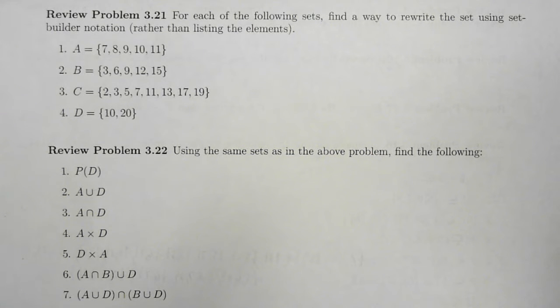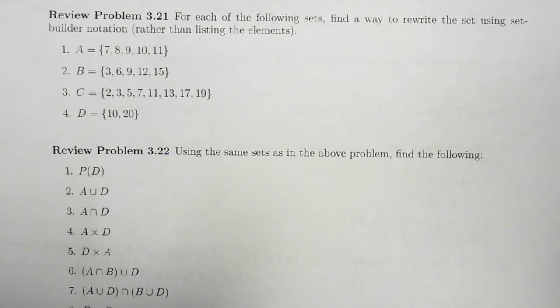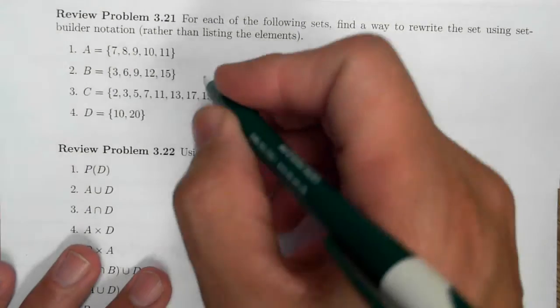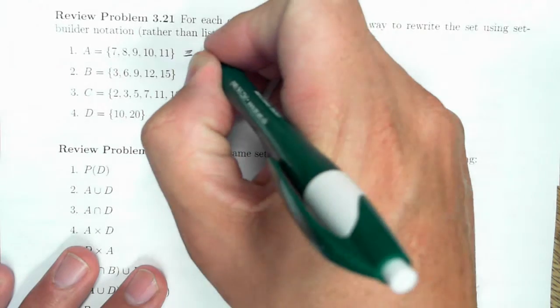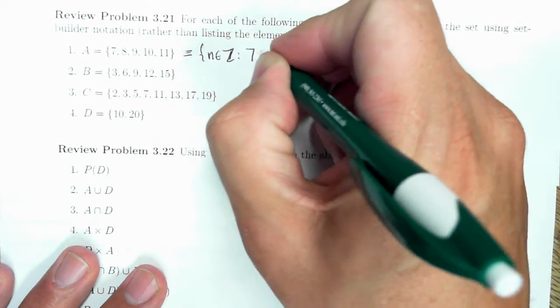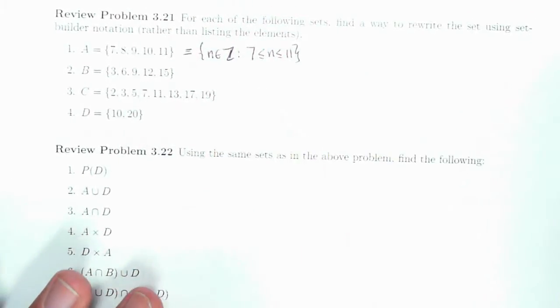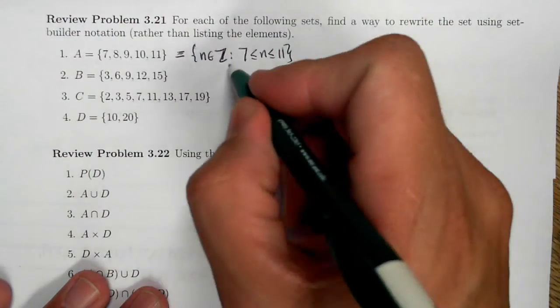Okay, for this review video, we're going to look at these first sets here, A, B, C, and D, and first convert these using set builder notation. First off, A, these are all integers, so I can write this as the set of all integers such that n is between 7 and 11. So that's one way of doing it.